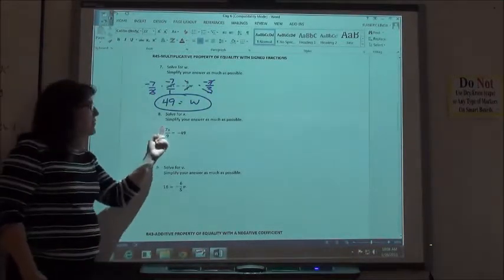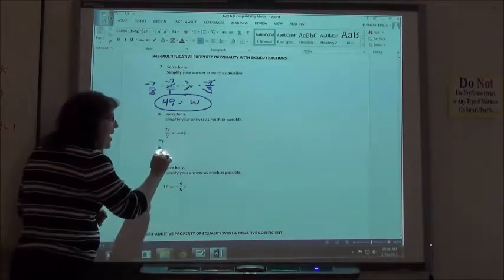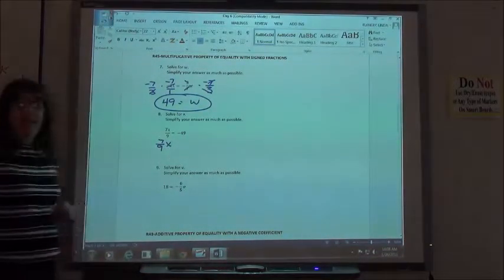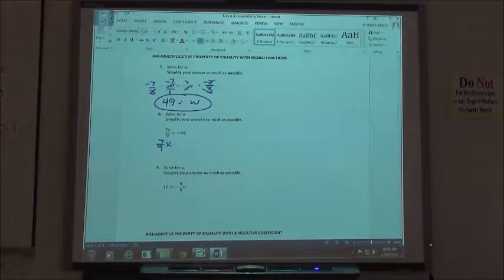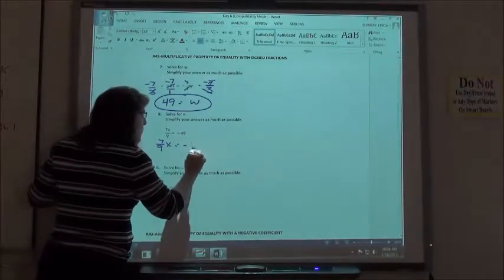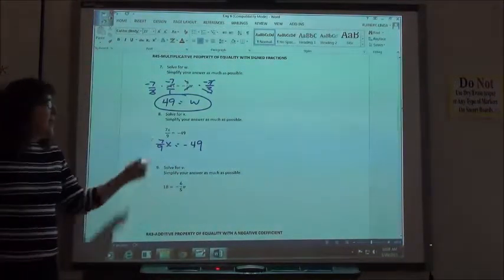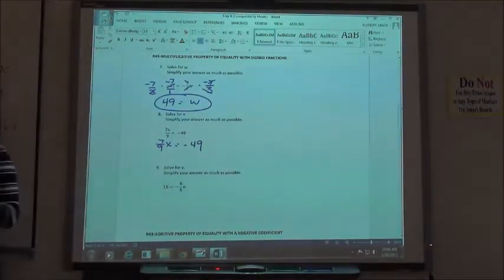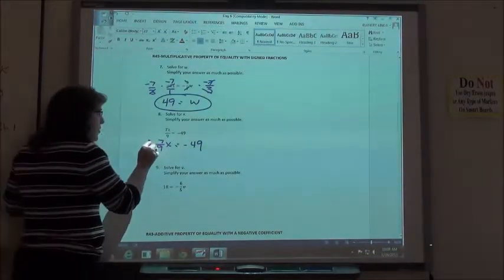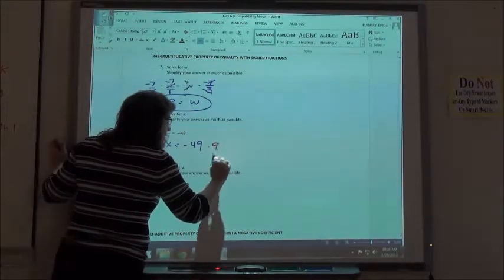Now if I have it written like this, it's the same thing as having 7/9 with the x behind it. Because if I would multiply 7/9 times x, the x would go on the top with the 7. So if I have 7/9 x equals negative 49, to solve it for x, technically I'm dividing by 7/9, but dividing by 7/9 is the same thing as multiplying by 9/7, right? Multiplying by the reciprocal. So I multiply by 9/7.